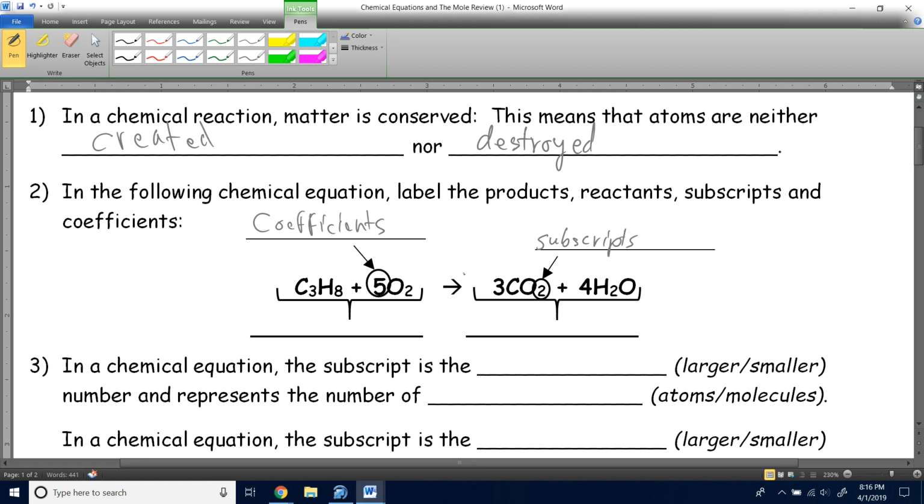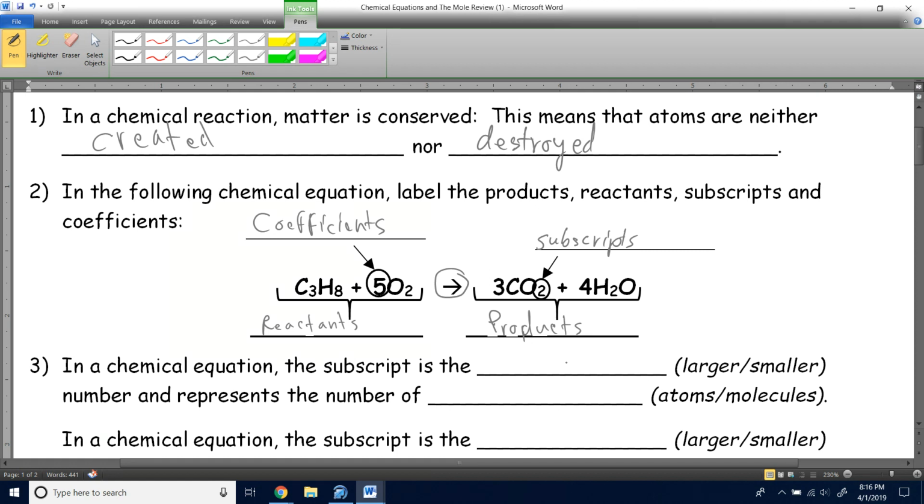So we see our arrows right here, right? So that means that on the left side of our arrow, those will always be our reactants, okay? Always, always, always. That means if these are our reactants, that means these are our products. Easy peasy, right? So let's keep on going.